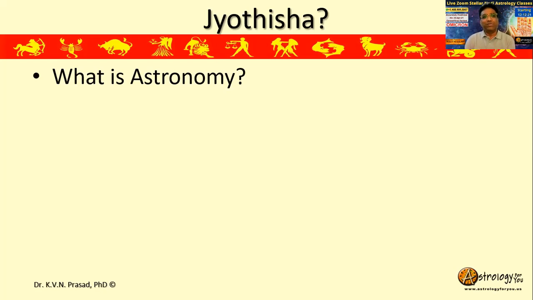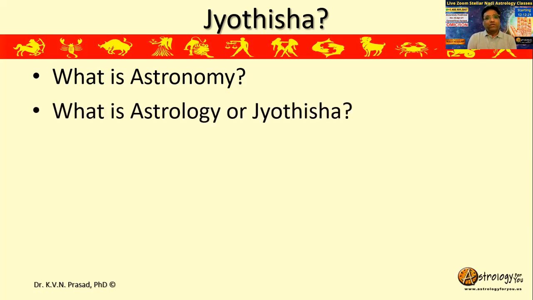So what is astronomy? Astronomy is basically all the planets, the celestial bodies in our universe, and they are all revolving around the sun. So that is astronomy. What they do is study these planets, these stars: what it is, what the mass is, how it is rotating, all that. That's it. Then what is astrology or Jyotisha?